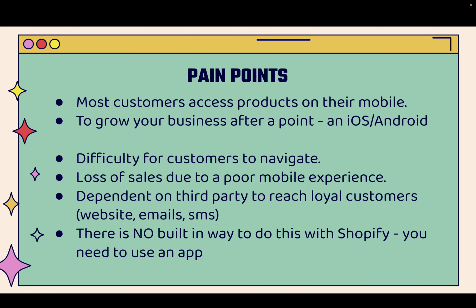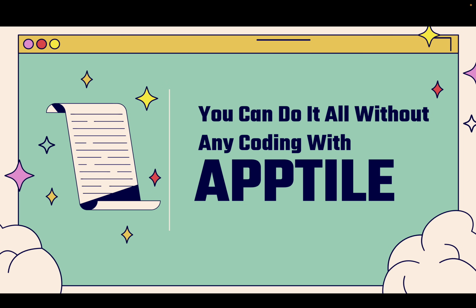And really for people that want to build an app, it's pretty hard to do because there is a lot of coding and technical skills required, up until we started using Apptile. With Apptile, you're going to be able to do this all without any coding. I'm going to show you exactly how it works over the shoulder. And you're going to make sure that you have a great mobile experience to stop losing sales due to poor mobile experiences. And you're not going to be dependent on third parties to reach customers: website, email, SMS, right? You'll have direct access to them right inside of your own app. And you can do it all without any coding at all.